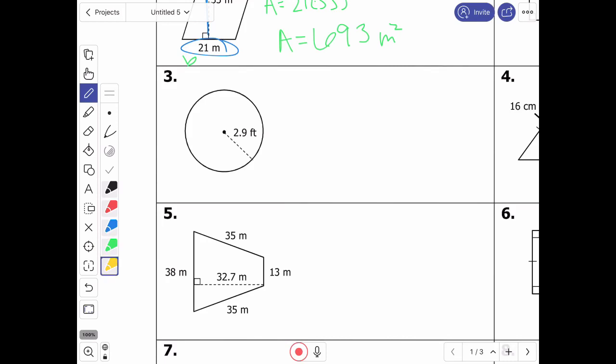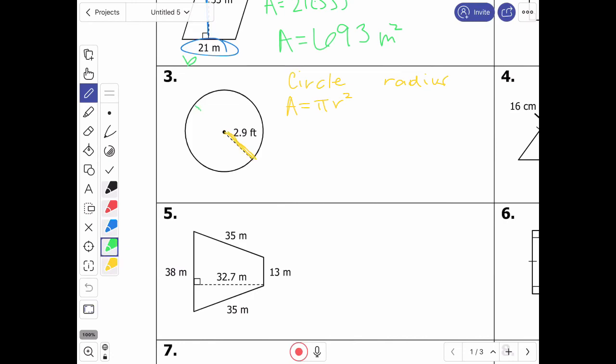Number 3 looks to be a circle. It is actually a full circle. So the full circle area formula is pi times r squared. And remember that r is my radius. So the radius is the distance halfway through a circle, which is actually given to me with this 2.9 feet. Okay, so that would be the radius.